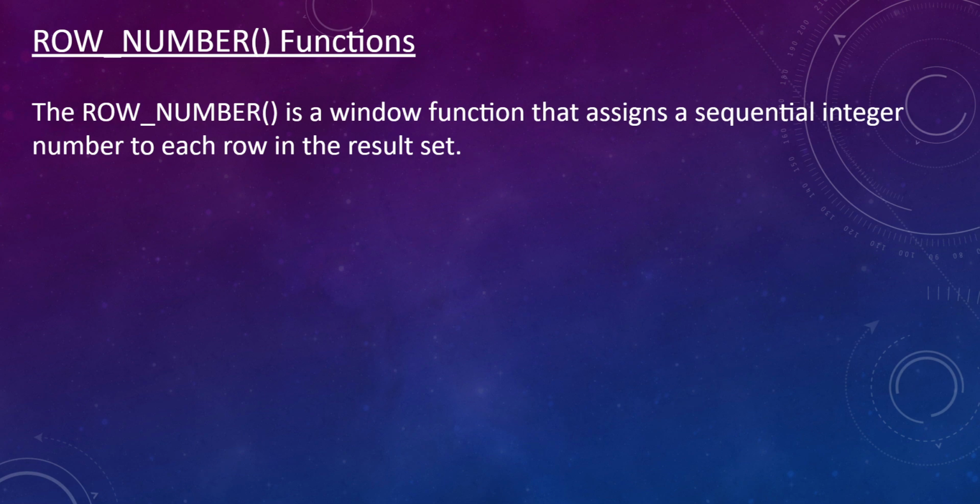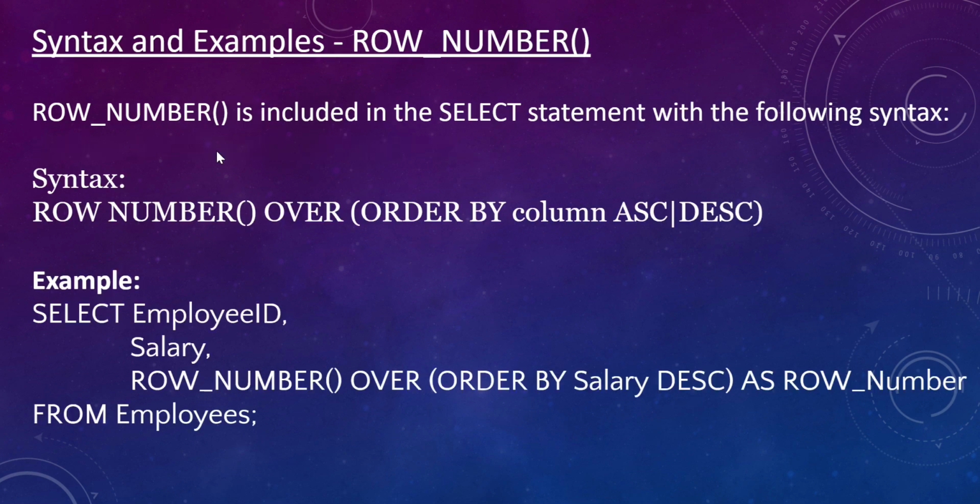Now coming to syntax. ROW_NUMBER is included in the select statement with the following syntax. It is exactly similar to the rank function and dense rank, and in place of rank or dense rank, we are replacing it with ROW_NUMBER, then parenthesis, OVER, ORDER BY column. It may be ASC for ascending and DESC for descending.